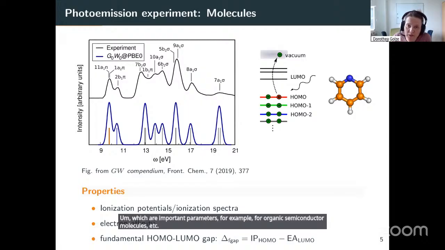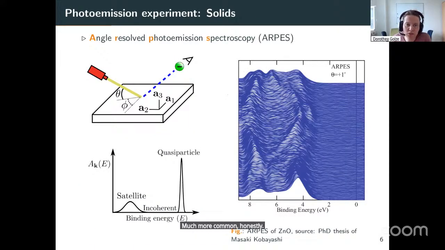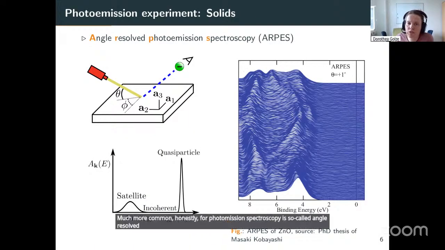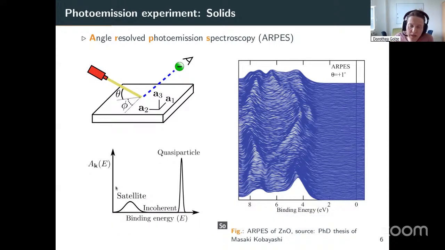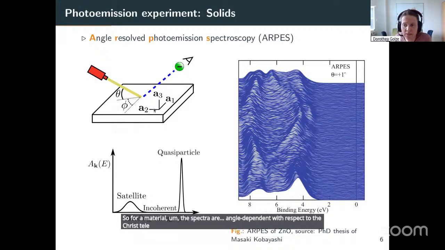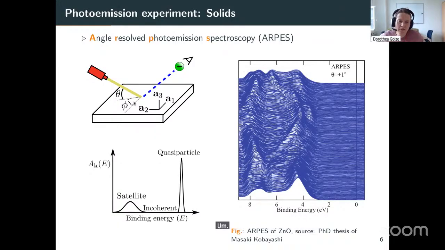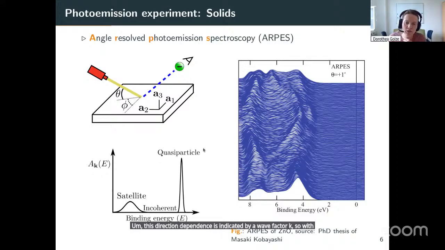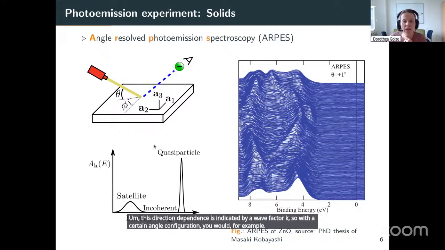Much more common, honestly, for photoemission spectroscopy is so-called angle-resolved photoemission spectroscopy, ARPES. For a material, the spectra are angle dependent with respect to the crystallographic axes of the material. This direction dependence is indicated by a wave vector k. With a certain angle configuration, you would, for example, get such a spectrum.